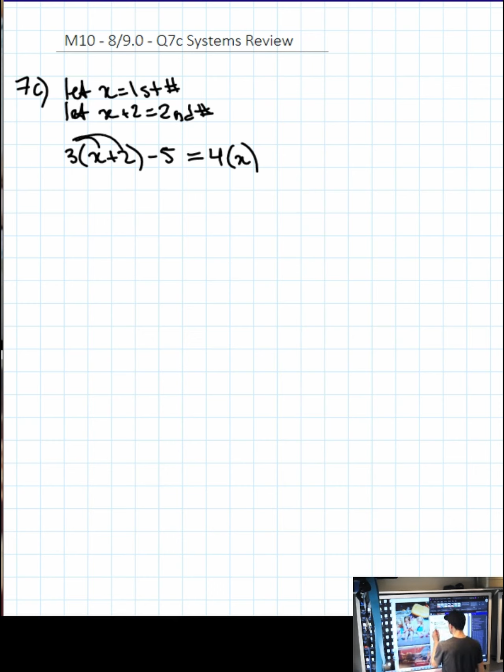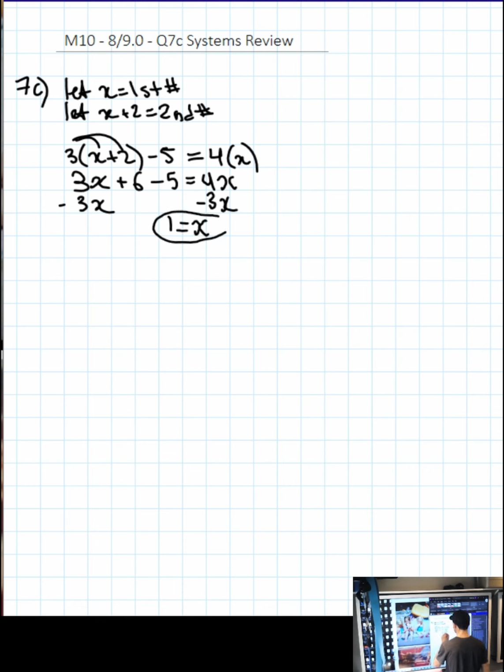Let's distribute. We're going to get 3x plus 6 minus 5 equals 4x. If we minus 3x from both sides, and 6 minus 5 is 1, 1 equals x. Circle your answer. Therefore, the first number equals 1, and the second number equals 3, being consecutive odd integers.